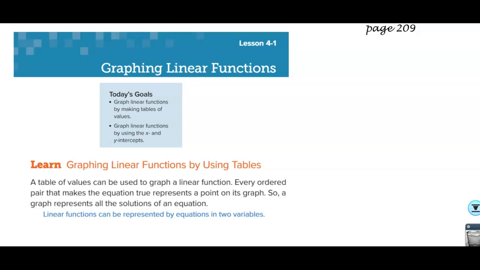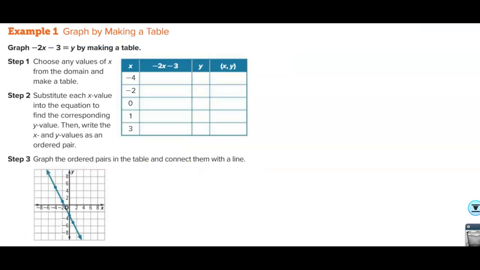Today's goal is to graph linear functions by making tables and also to graph linear functions by using the x and y intercepts. Okay, next page. Example 1, graph by making a table. They've given us an equation, negative 2x minus 3 equals y, and they want us to make a table.